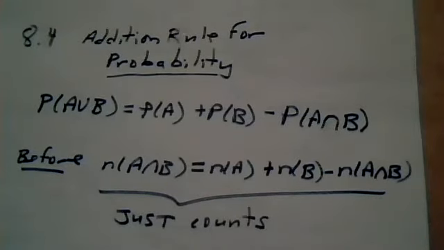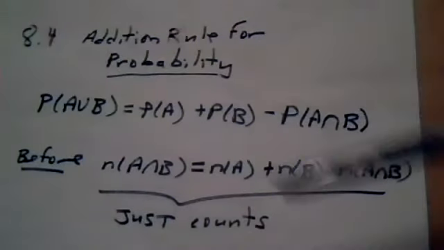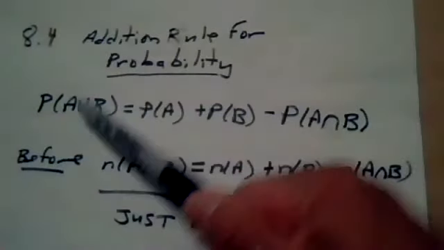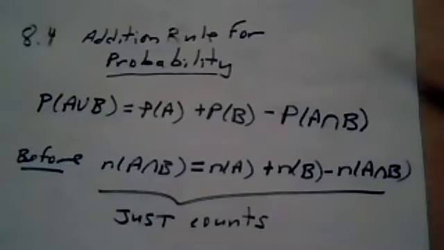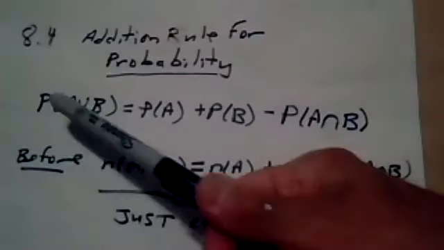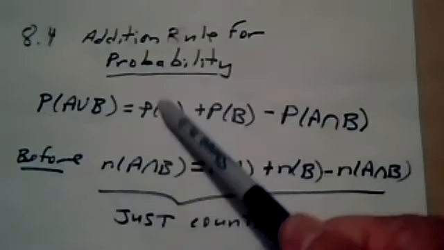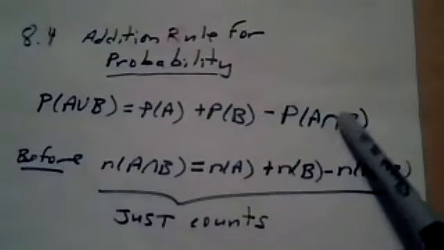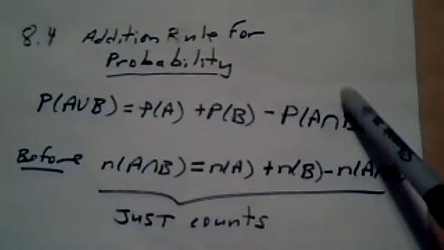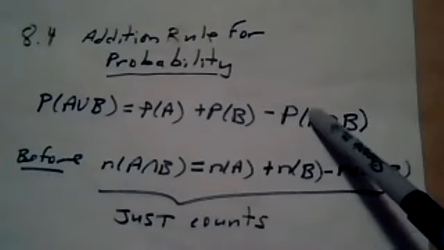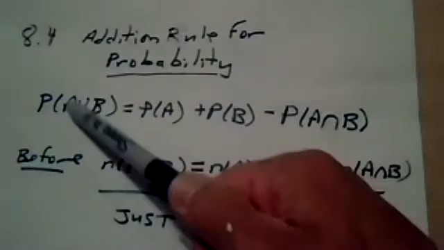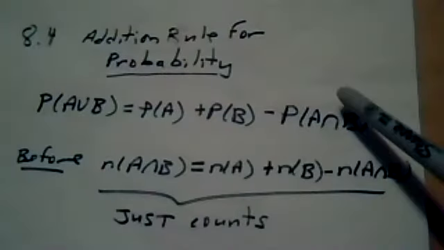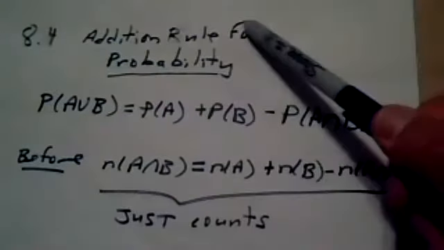This is the addition rule for probability. And it has two symbols. It has the union and it has the intersection. The probability of A or B or both. Remember this little hump looking thing, that's intersection. It's both, and this is or, either or, both. That's the addition rule for probability.